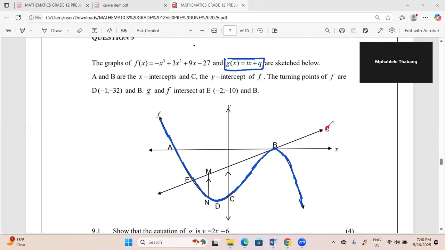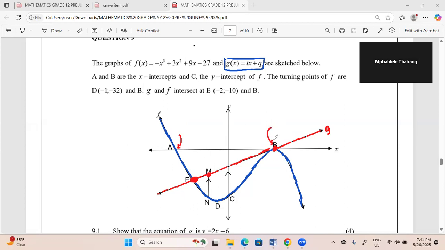This g of x is our straight line on the graph. They wrote g here. So they are saying this is my g of x. It's a straight line on the graph. I'm representing it with a red color. That is my g of x, which passes through the point E and also passes through the point B. It also passes through M, the straight line. Okay, A and B are the x-intercepts. A and B are the x-intercepts, and C the y-intercept of f.